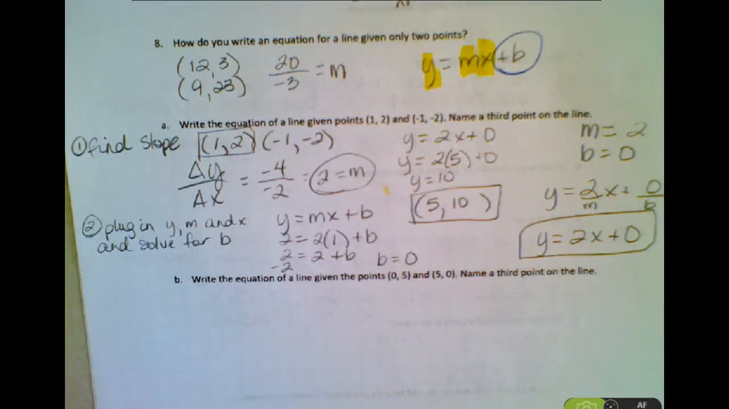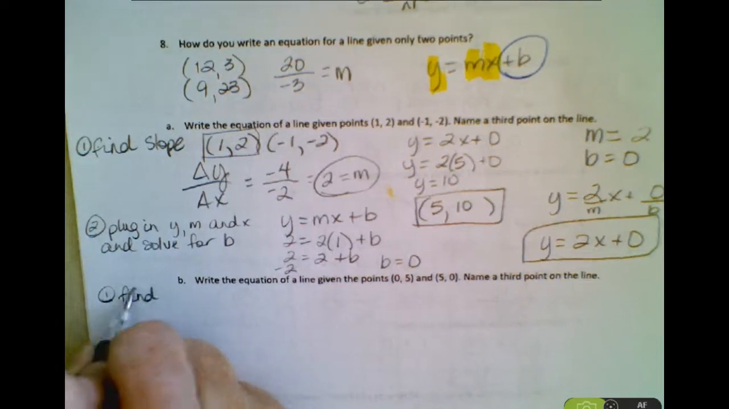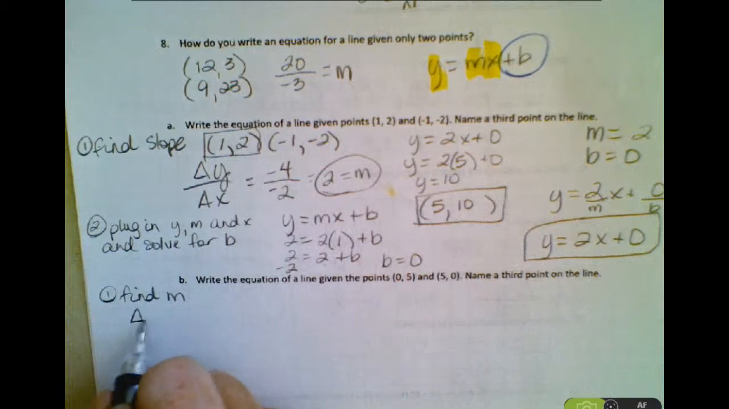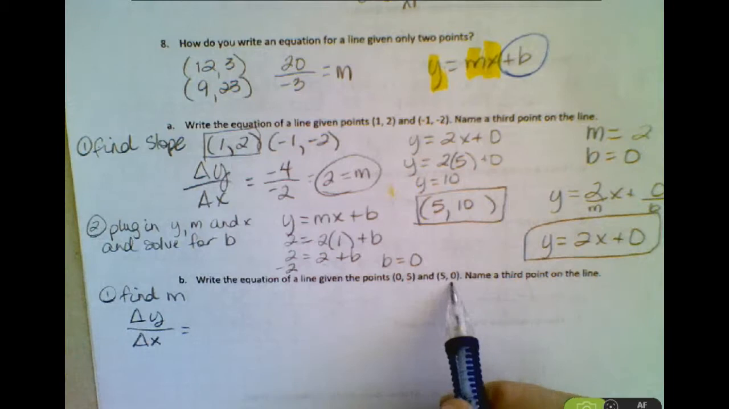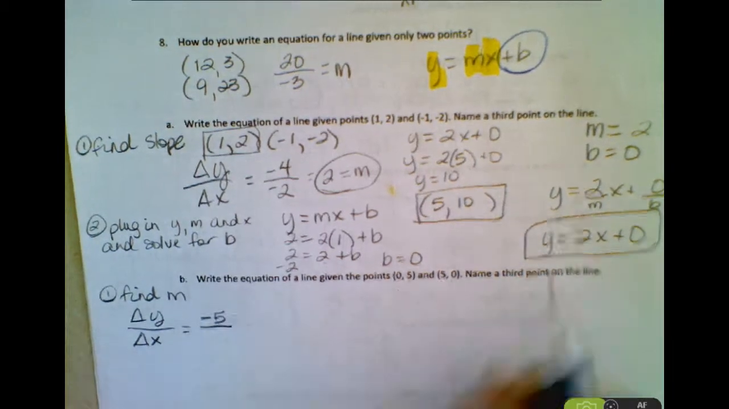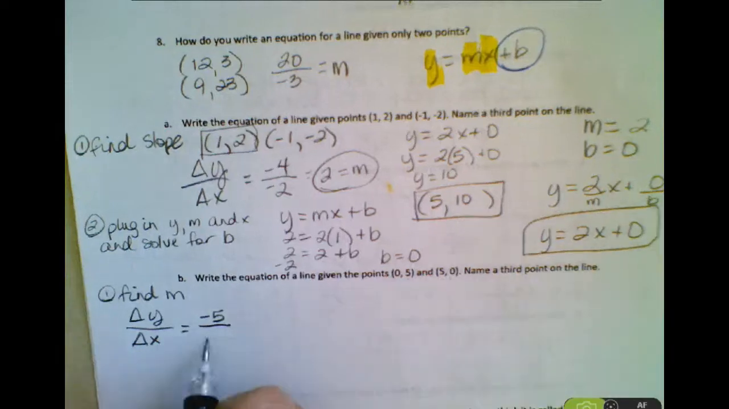Okay, so Vanessa, first thing we have to do is find slope. Remember your steps. Find m, right? So change in your y's over the change in your x. To go from 5 to 0, do you go up or down? Down. Down how many? Negative 5. Down 5, good. And to go from 0 to 5, do you go up or down? Up. Up how many? 5.